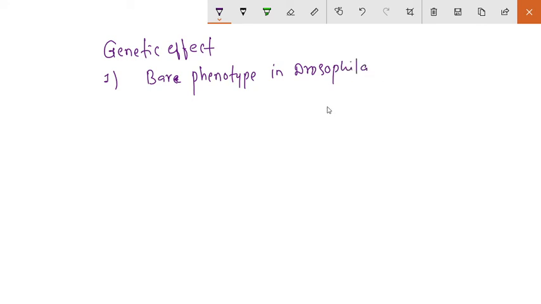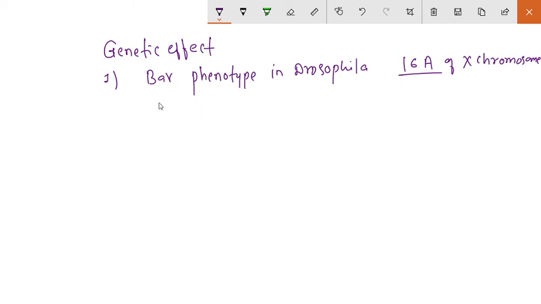Bar phenotype in Drosophila is associated with the duplication of a segment of the X chromosome. It is due to the 16A section of the X chromosome. X क्रोमोझोमचा हा 16A सेगमेंट डुप्लिकेट झाला, तर आपल्याला ड्रोसोफिला आय मध्ये बार शेप फिनोटाइप दिसतो.